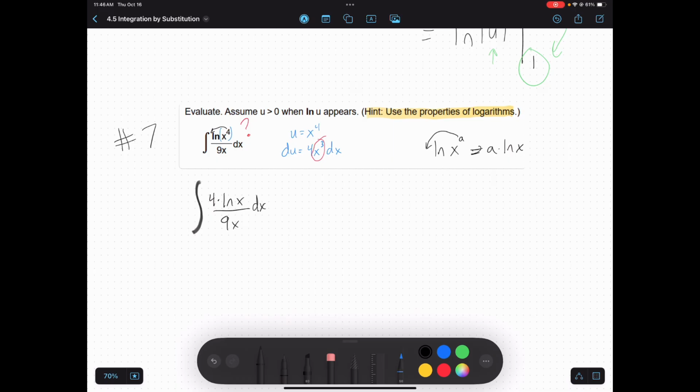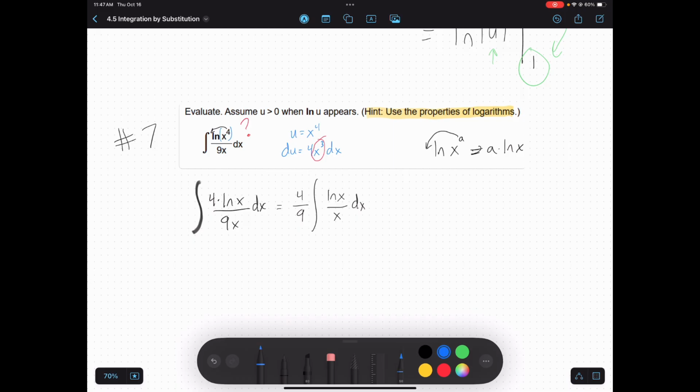In fact, I have some constants that I can push outside of the integral so that I don't have to worry about them. Both the 4 and the 9 I can bring out in front. And now I'm just left with the natural log of x over x dx. Now the problem is I still don't know how to integrate this. But I can still use integration by substitution to help.